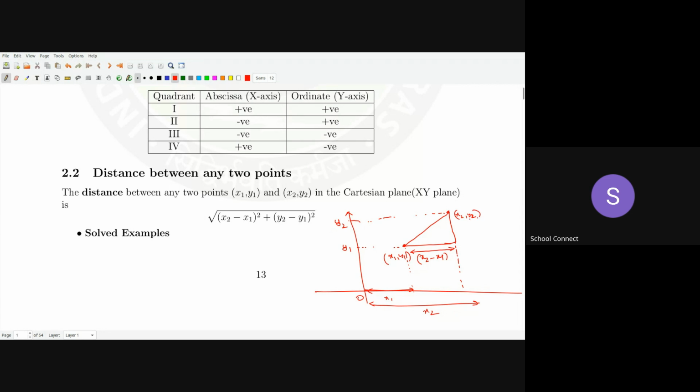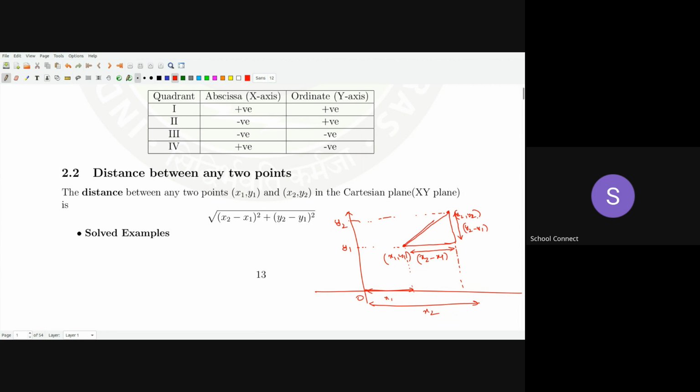Okay, so without loss of generality, I just took both the points in the positive quadrant. This works for any points. So it may not be in quadrant 1, it can be quadrant 2, quadrant 3, anywhere it can be, but more or less the same. So this side length now will be y2 minus y1.